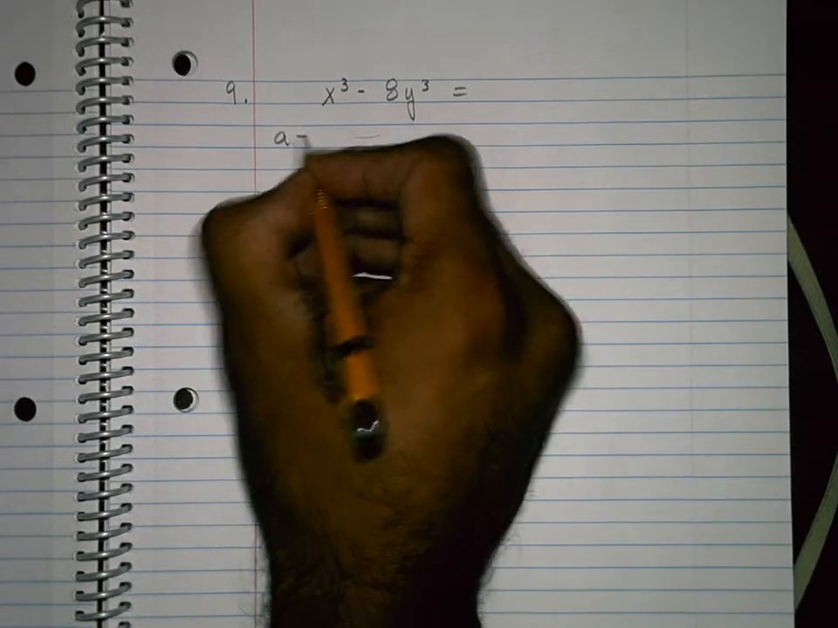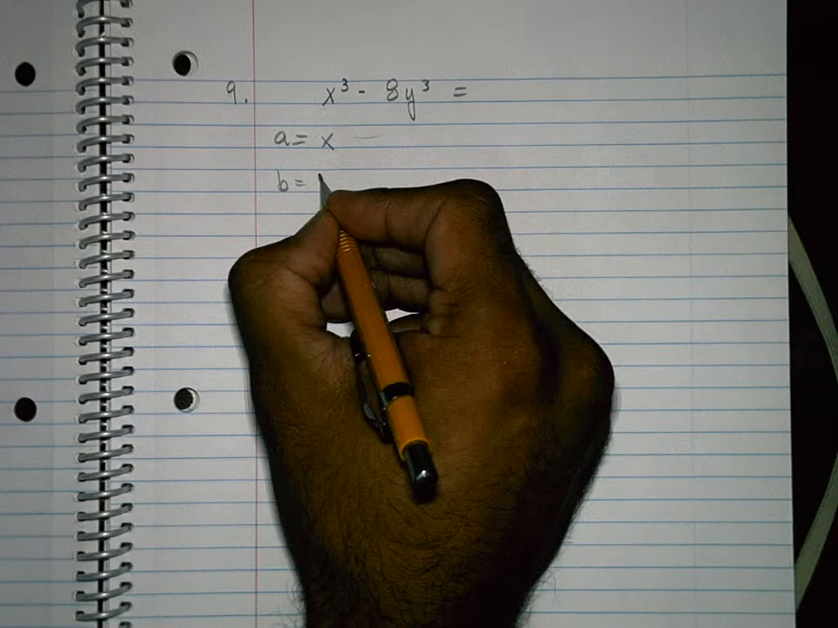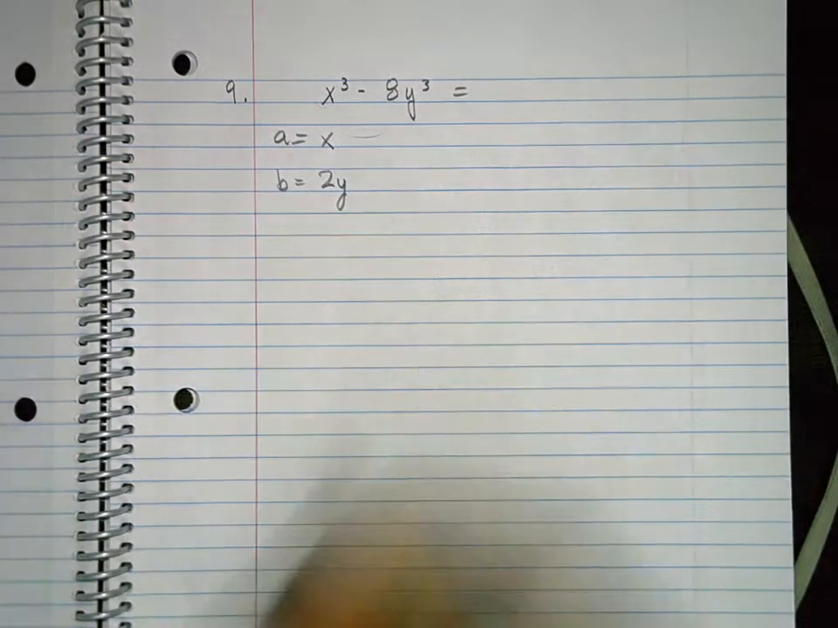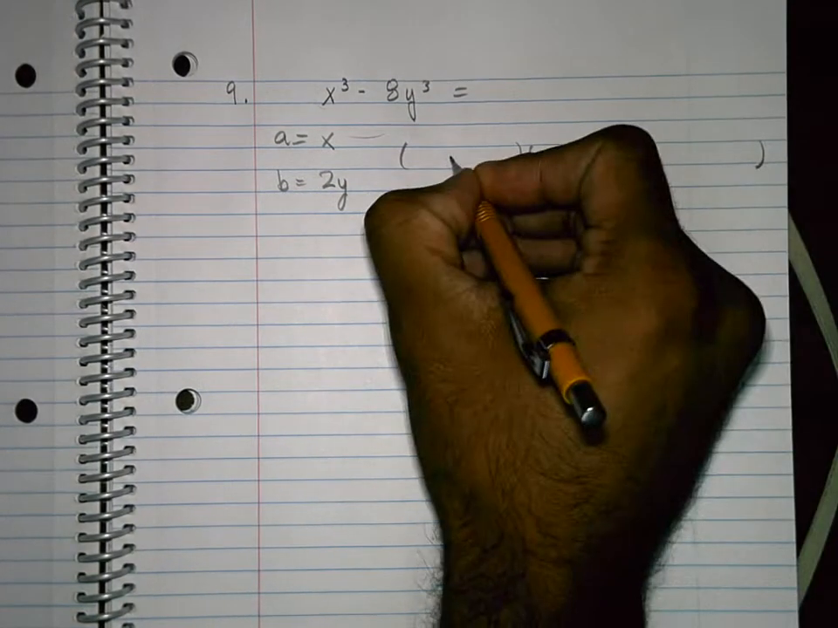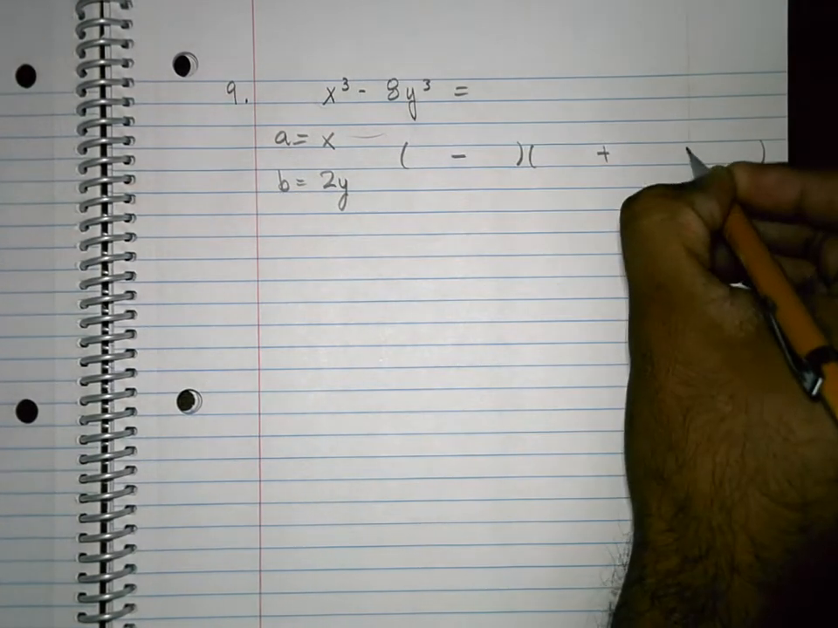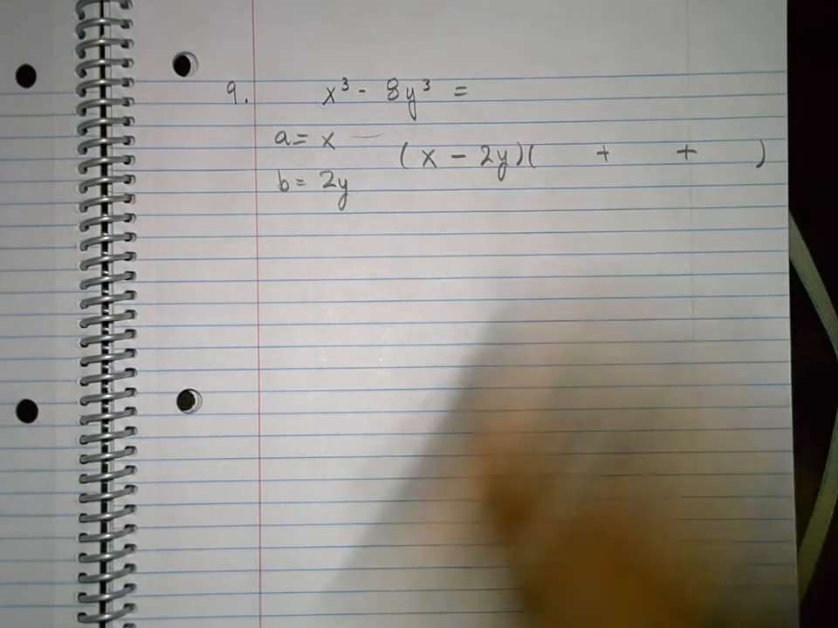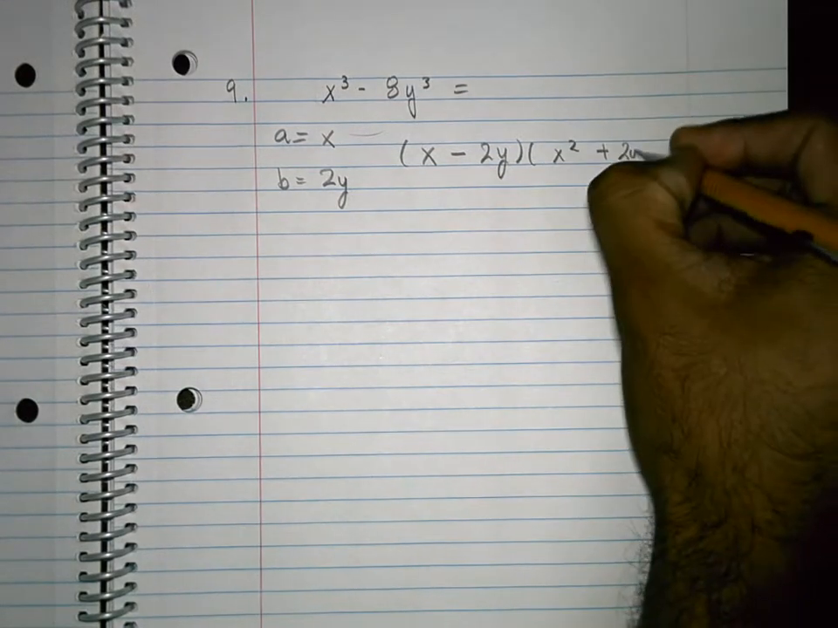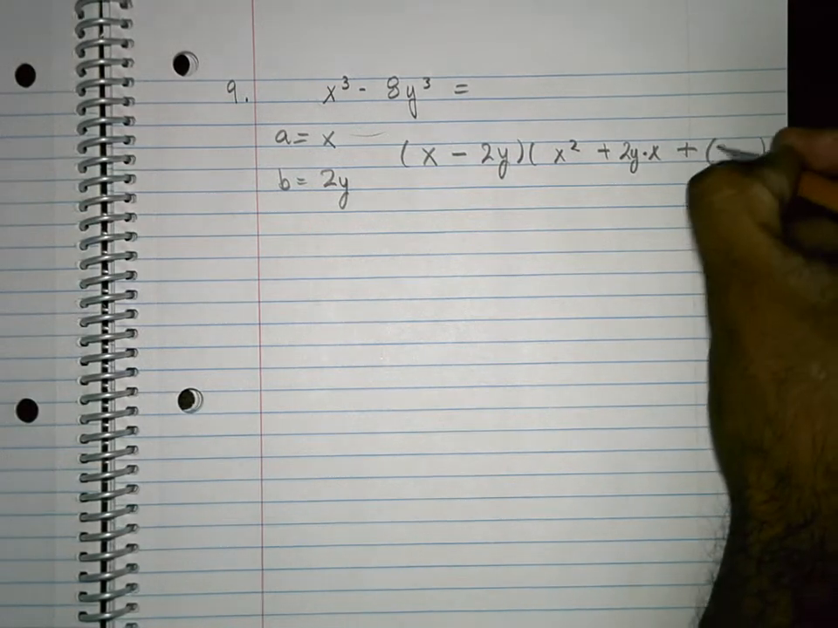I'm going to say my a term is x. That's the cube root of that. And b is 2y. Don't worry about the sign. That's the cube root of the second term. And this is what we said we're SOAP for. Remember, that was our little acronym for same, opposite, always, positive. So the formula tells us it's a minus b, then a squared, a times b, and then b squared.